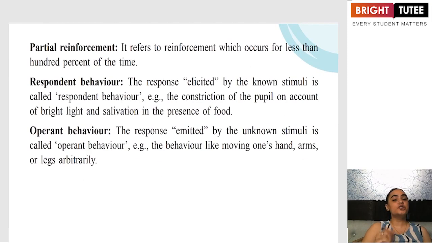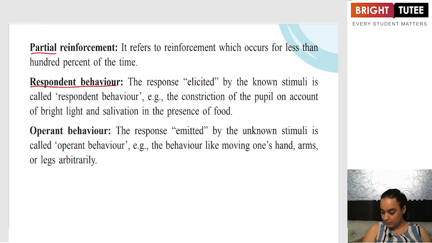Next is partial reinforcement. As the name suggests, partial reinforcement means those reinforcement techniques which are not fully reliable, and following which will not mean that you will completely achieve what you want. The possibility of achieving something with the help of partial reinforcement is less than 100%. Then we have respondent behavior.